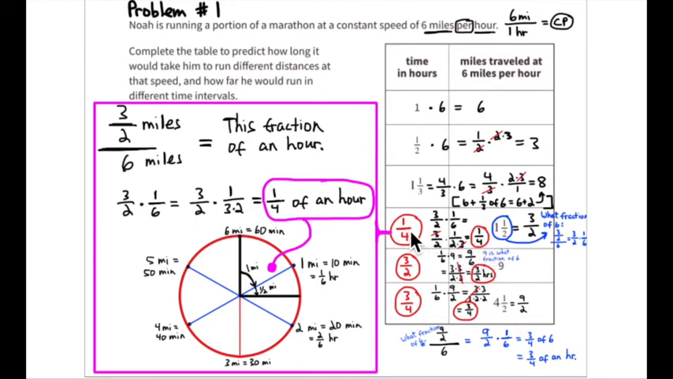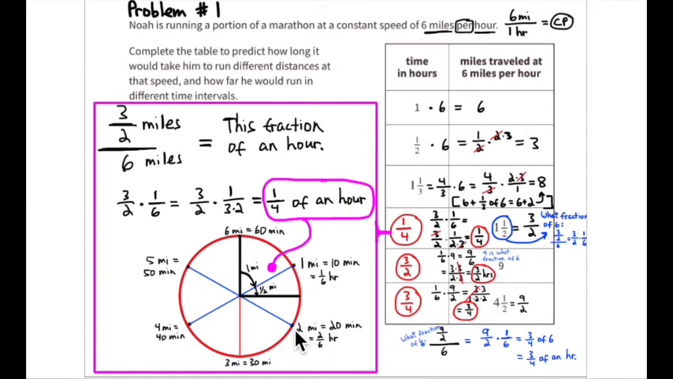So for this one, let's take a look at this drawing and see if we can make sense out of this. So I drew an hour here. 60 minutes is an hour. And that's also equal to 6 miles, because you run 6 miles in 1 hour. How long does it take you to run 1 mile? Well, it takes 10 minutes, because 60 minutes divided by 6 miles is 10 minutes per mile. So in 10 minutes, you run 1 mile.